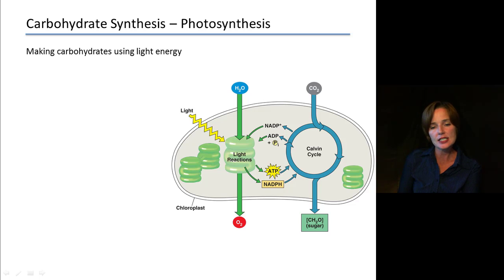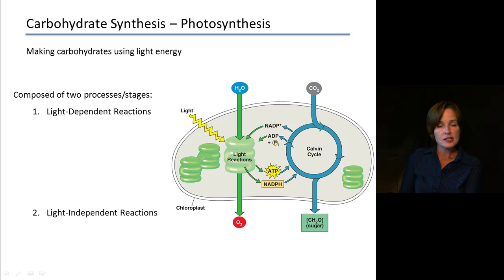And the chloroplast has some special structures inside of it, which you can see in this picture are little green discs. The little green discs themselves are called thylakoids, and when we stack them up, like you see here, we call that grana. The process of photosynthesis is going to have two main stages or two halves to it.